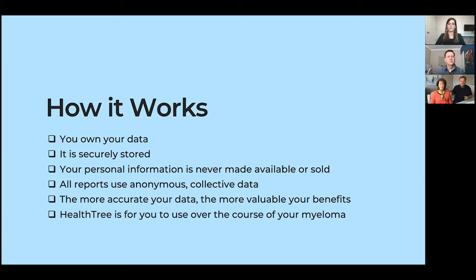Jenny's information is sitting in 11 different databases. We're able to pull that information into a central location, capture her side effect information, her lines of therapy, and then provide benefits back to Jenny and all the people that are using the system. The data is anonymous. Your information is captured, but then it's shared with others on an anonymous basis. The more accurate your data is, the better it is.